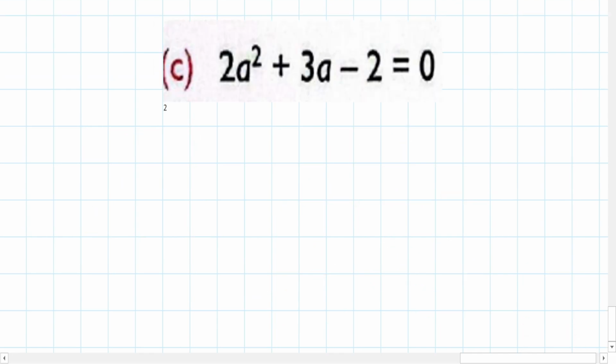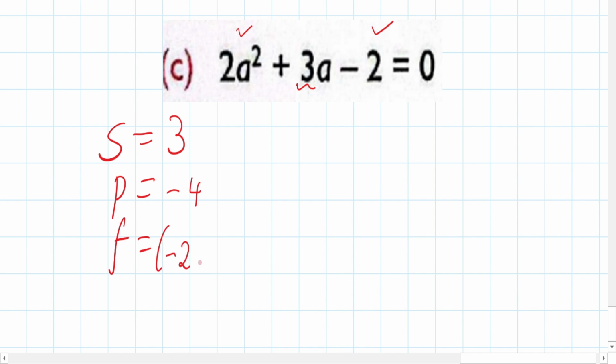Now, what if you get a question like this? Also, obviously, it's going to use the SPF method. I need to draw it bigger so that you guys can see it. The sum is basically 3. The product is 2 times negative 2, which is negative 4. And therefore, the two factors are going to be... no, it's supposed to be 4 and negative 1. Because if you take 4 and negative 1 and multiply them together, you're going to get negative 4. And if you add them, you're going to get positive 3.